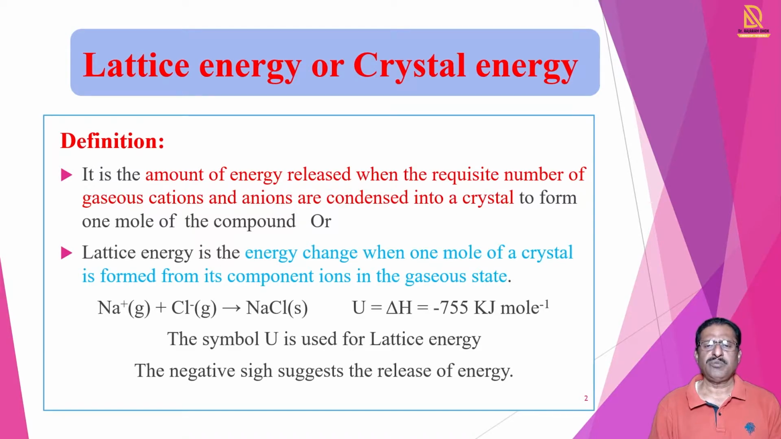It is the amount of energy released when the requisite number of gaseous cations and anions are condensed and there is formation of crystal. So for the formation of 1 mole of compound, when such gaseous cations and anions are condensed, the energy produced is called lattice energy or crystal energy. This lattice energy is also defined in some other words.